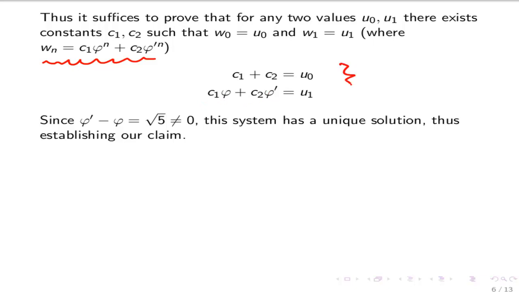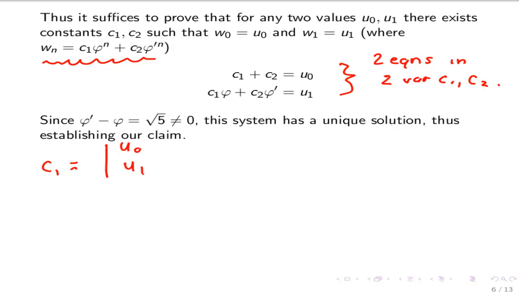So we get a system of two equations and two unknowns, two variables C1 and C2, and we're trying to solve for C1 and C2. Well, that's a linear system, and the determinant, if we look at the coefficient matrix, is just phi prime minus phi, which is a non-zero number. So we have a non-singular linear system which will have a unique solution. And in fact, by Cramer's rule, we can solve for C1 and C2 explicitly.